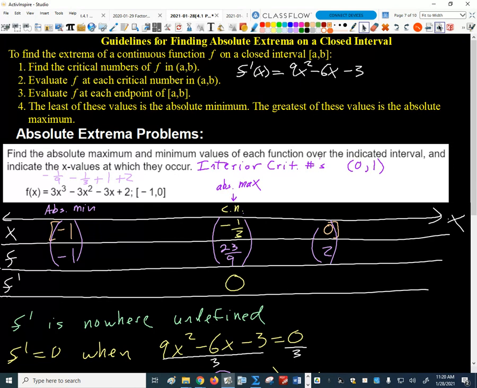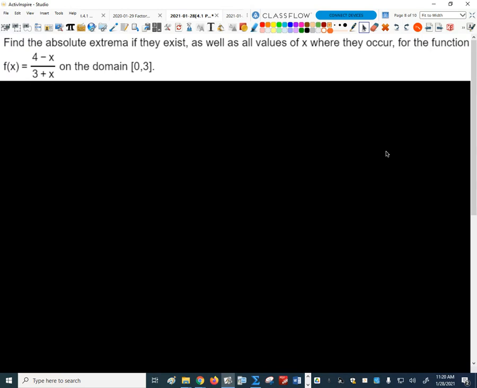Let's try another one. So we're going to use our tables here. I would strongly recommend that on a piece of paper, you go through the table with me. I'll publish my notes as always, so you'll have access to these, but going through the table on your own will help you get used to the steps.